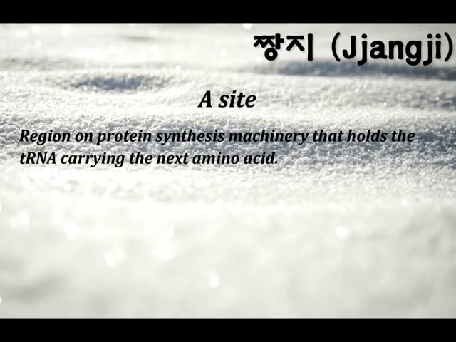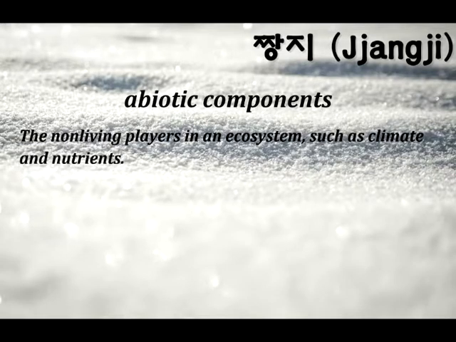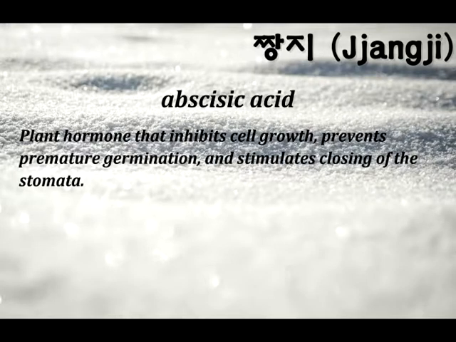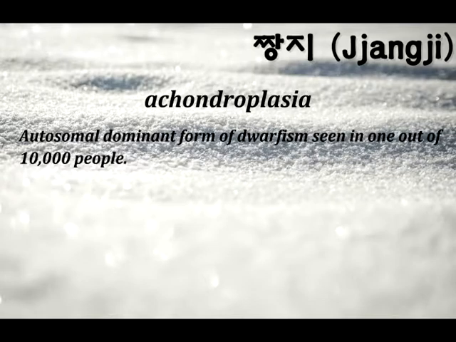A site, region on protein synthesis machinery that holds the tRNA carrying the next amino acid. Abiotic components, the non-living players in an ecosystem, such as climate and nutrients. Abscisic acid, plant hormone that inhibits cell growth, prevents premature germination, and stimulates closing of the stomata.